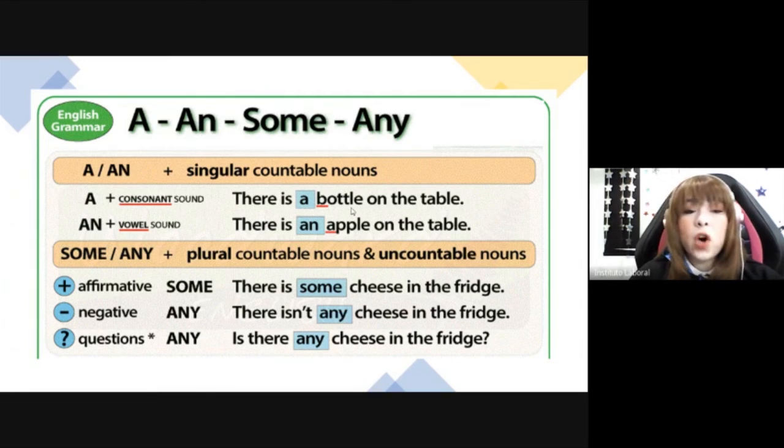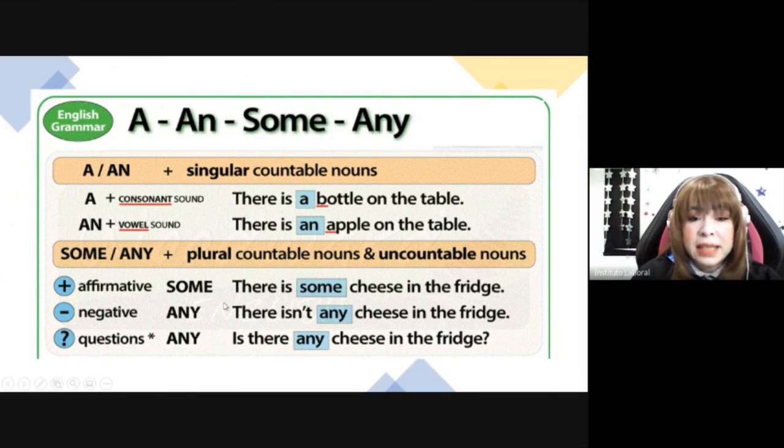Then we have the words some and any. These are used with plural countable nouns and uncountable nouns. Yes, they are used for plural, so they mean more than one. Remember, a and an work with singular because they mean one. Some and any are used to express a quantity. They can be used with countable nouns and with uncountable nouns. It doesn't matter the type of noun, but remember, they are plural.